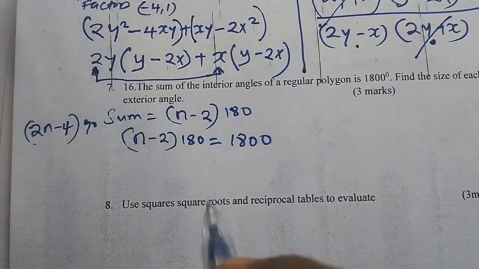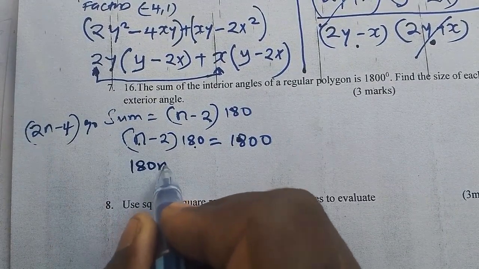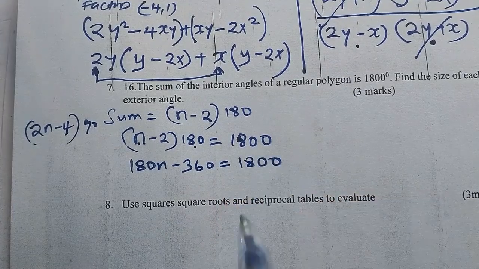Now this one, you open this. This is 180n minus 360 is equal to 1800. Write terms together.